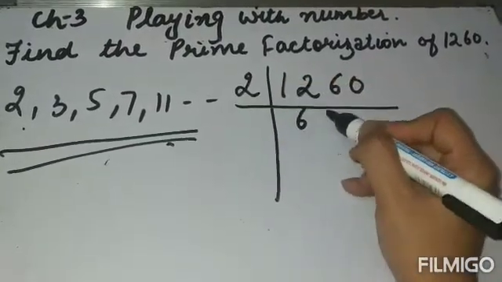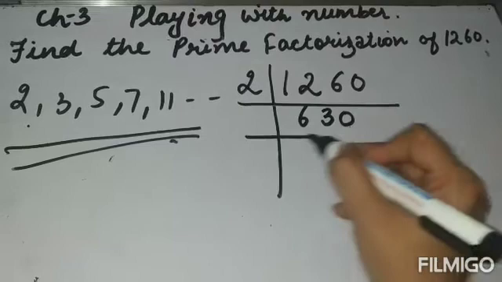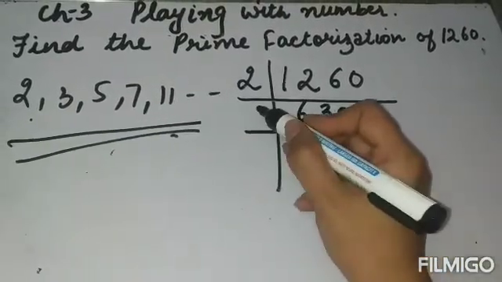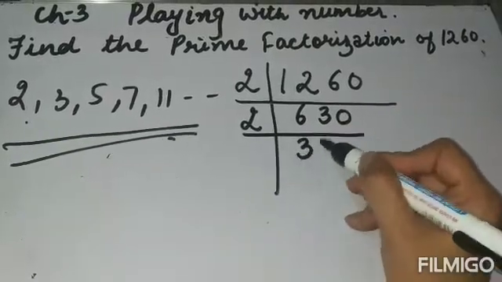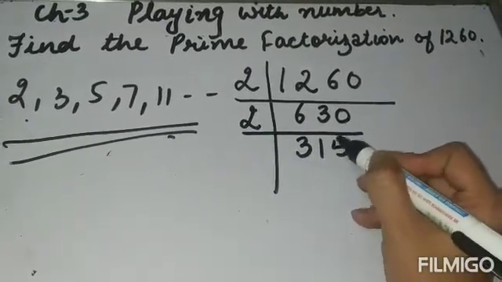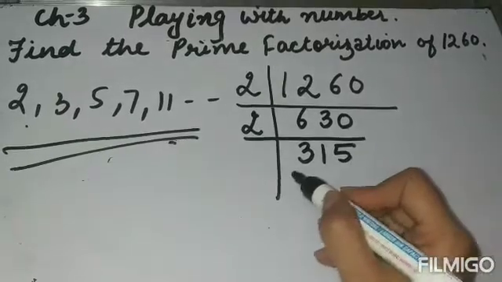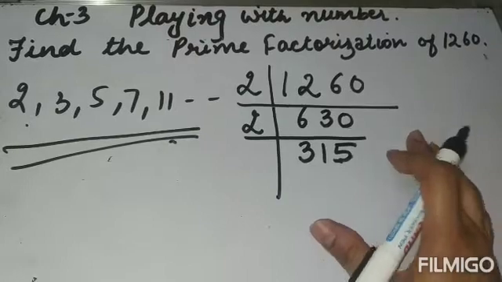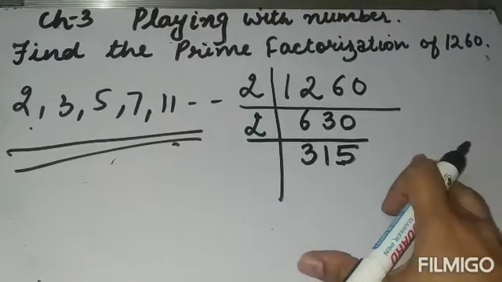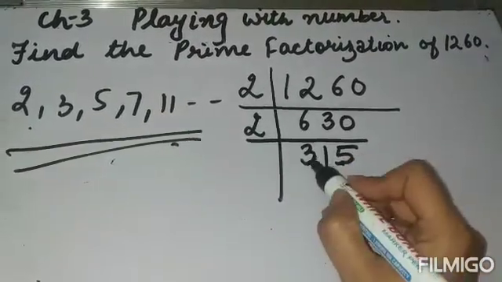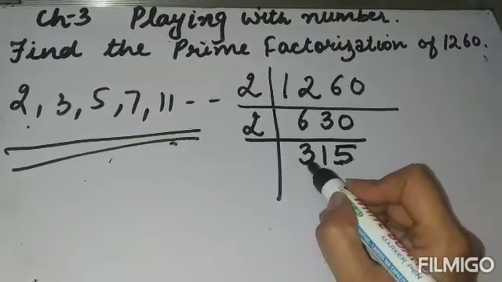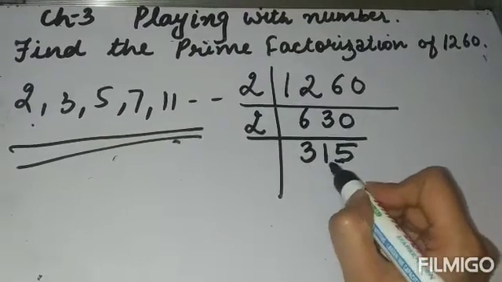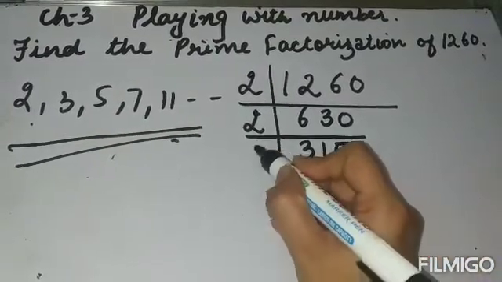2 sixes are 12, 2 threes are 6 and 0. Again the ones place is 0. That means this is again divisible by 2. 2 threes are 6, 2 ones are 2, 2 fives are 10. Now this ones place is 5, so this is not divisible by 2. Now check with 3. The divisibility test of 3 is we add all the digits. 5 plus 1 is 6, 6 plus 3 is 9. And 9 is divisible by 3. That means 315 is divisible by 3.